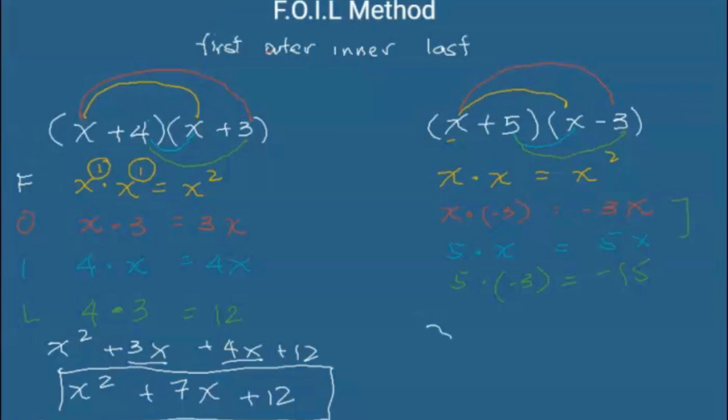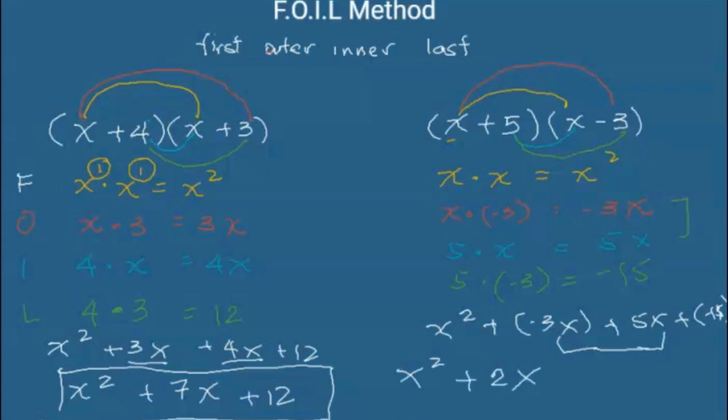Then we can combine these similar terms. Let's write down first: we have x squared plus negative 3x plus 5x plus negative 15. To combine these similar terms, we have x squared, and negative 3x plus 5x is positive 2x, so plus 2x, and plus negative 15 is minus 15. So this is the final answer.